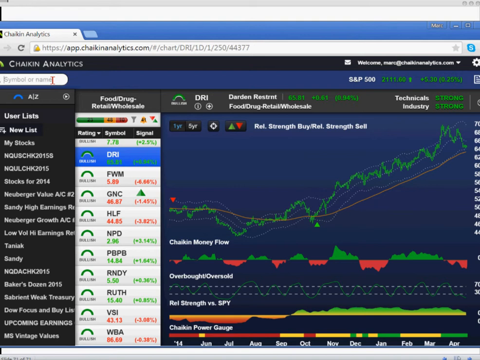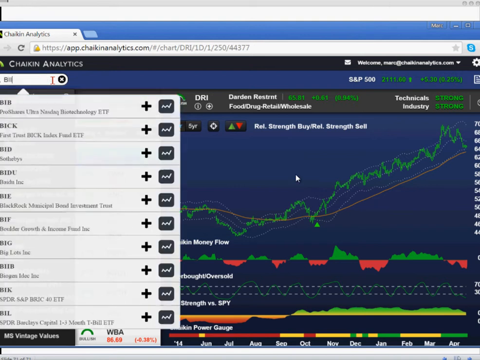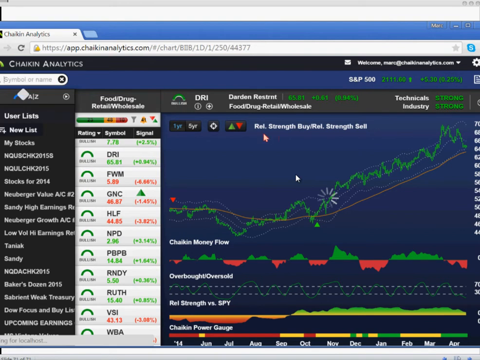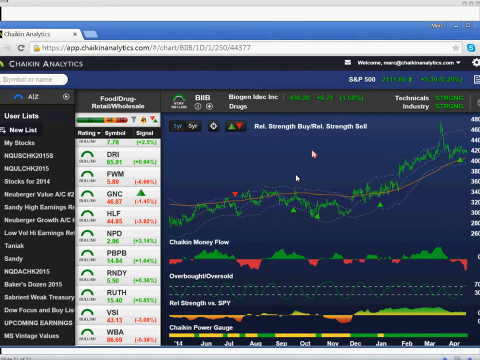So another stock we have is BIIB. B as in boy, I as in igloo, I as in igloo, B as in boy. Well, that's Biogen, and they're reporting before the opening. The expectation is, based on the power gauge rating being bullish and the stock continuing to outperform the market, that the earnings report tomorrow is going to be a positive one.